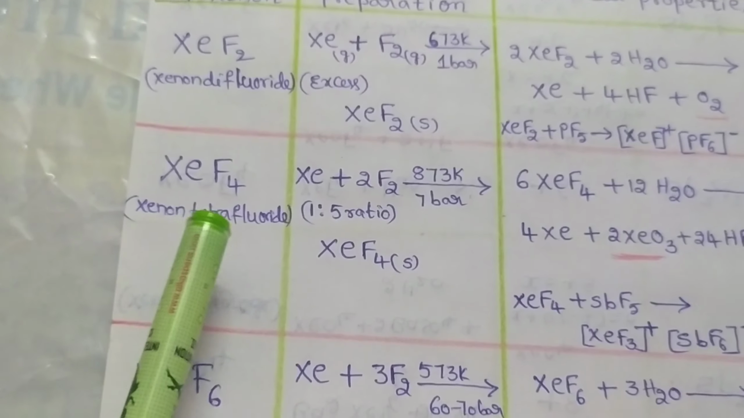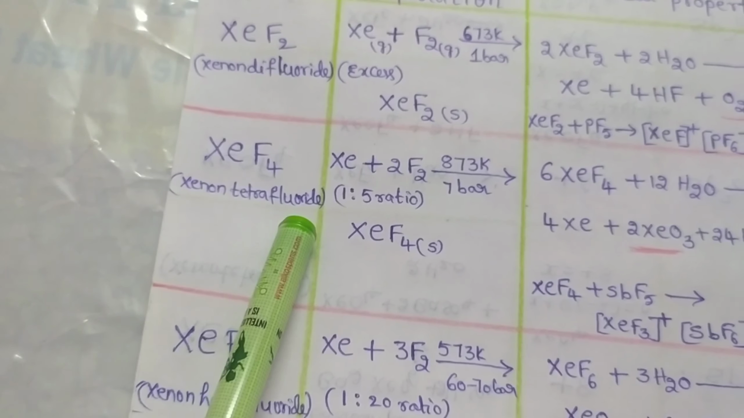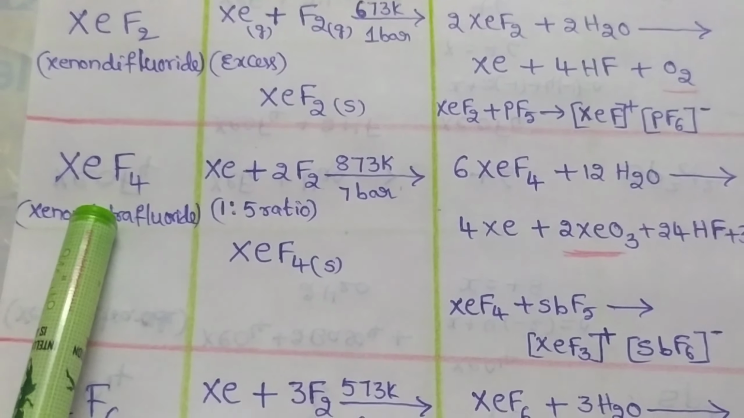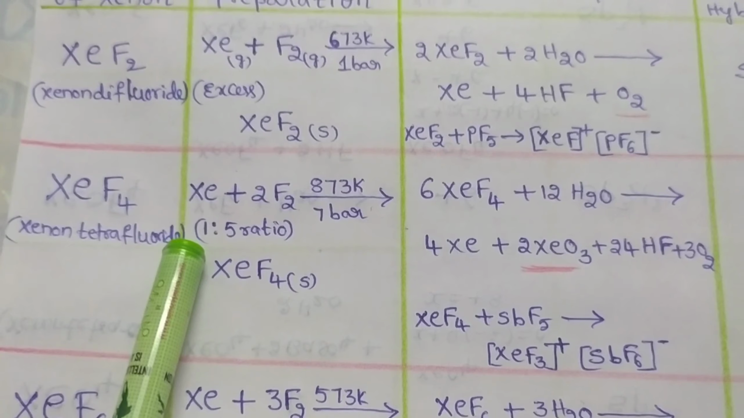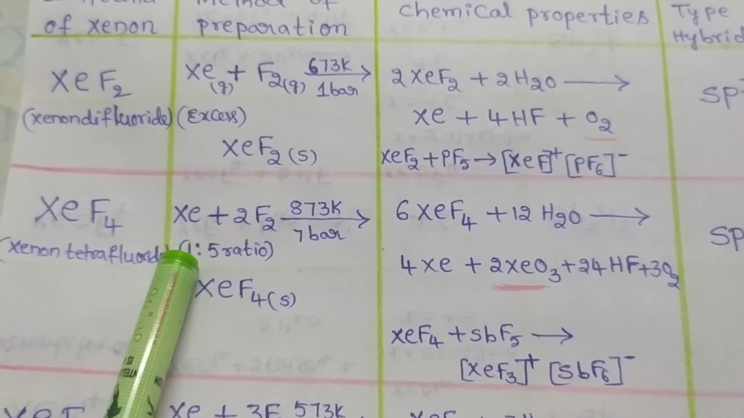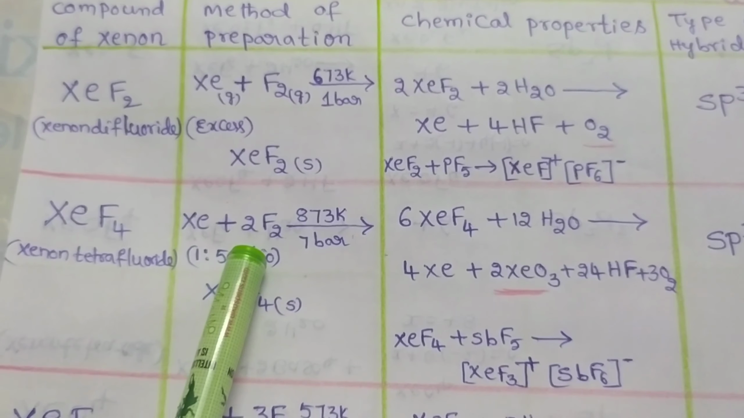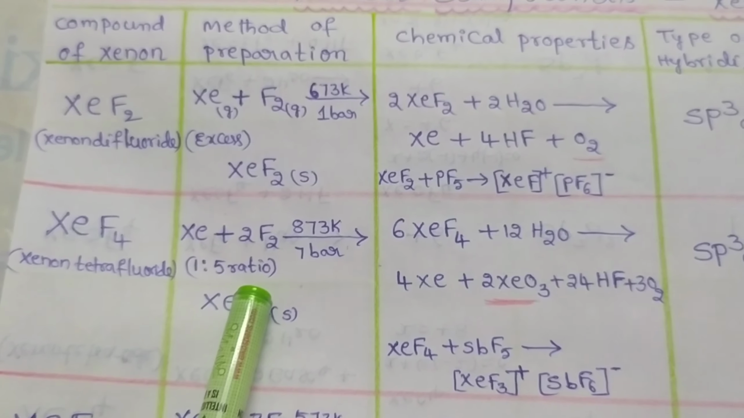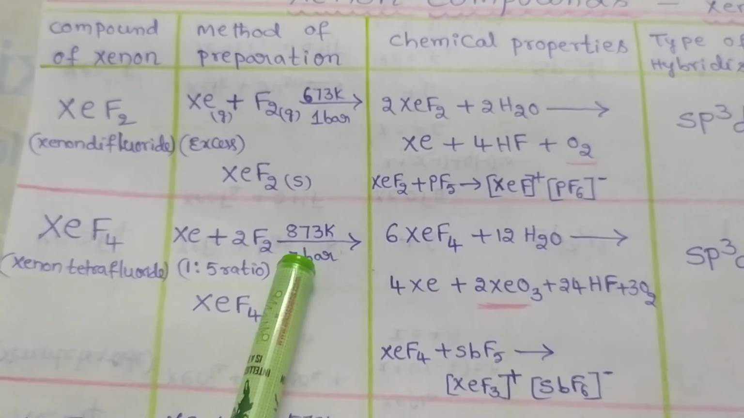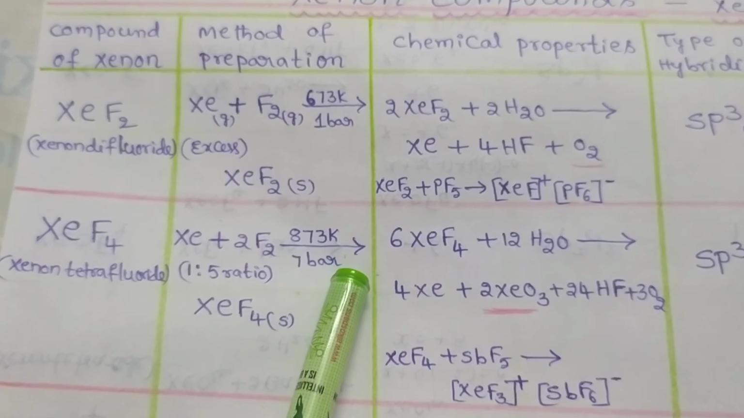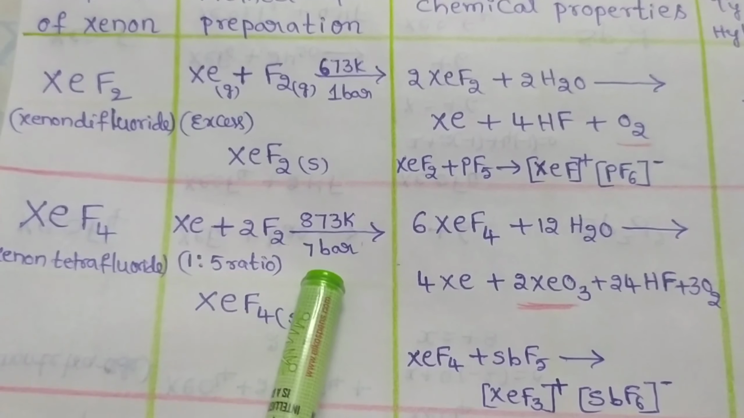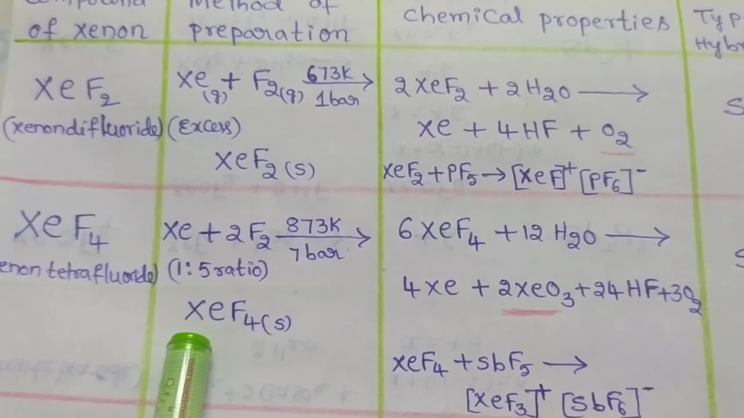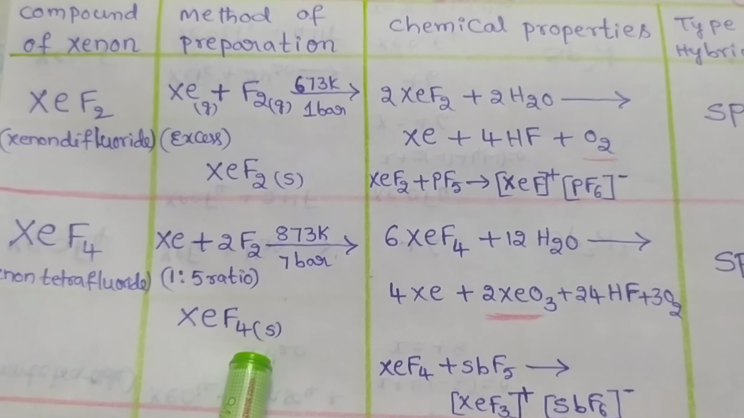Now we discuss xenon tetrafluoride, formula XeF4. The preparation method: when xenon and fluorine are reacted together in 1:5 ratio and they are heated up to 873 Kelvin temperature and 7 bar pressure, it forms xenon tetrafluoride.